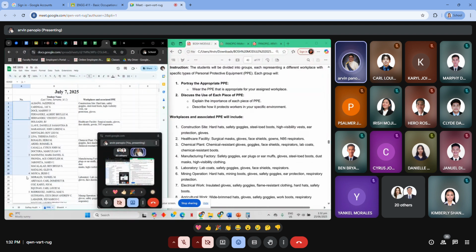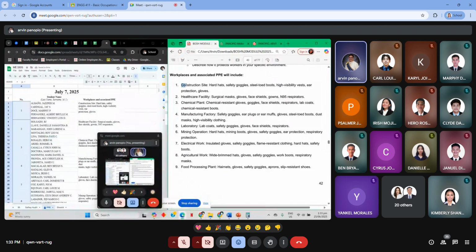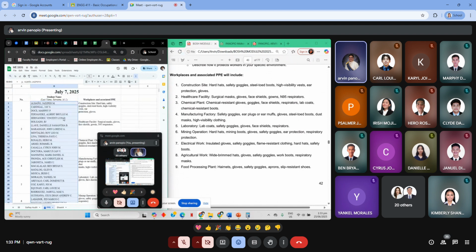So bali dito, may 9 groups tayo. Based on this 9: the construction site, healthcare facility, chemical, manufacturing, laboratory, mining, electrical, agricultural, and food processing. So, nagroup ko na to. Kayo na ang bahala kung sino magiging taga-suot ng PPE. Nakalagay na din dyan kung ano ang pwedeng isuot.